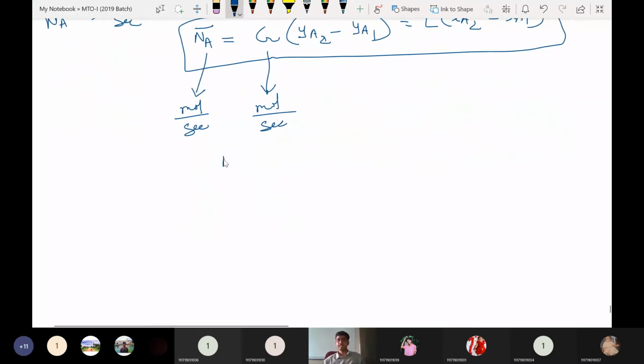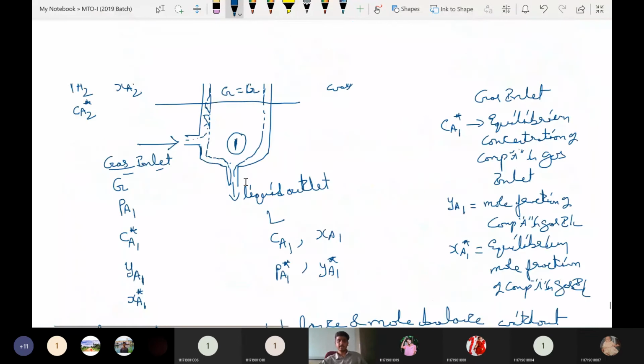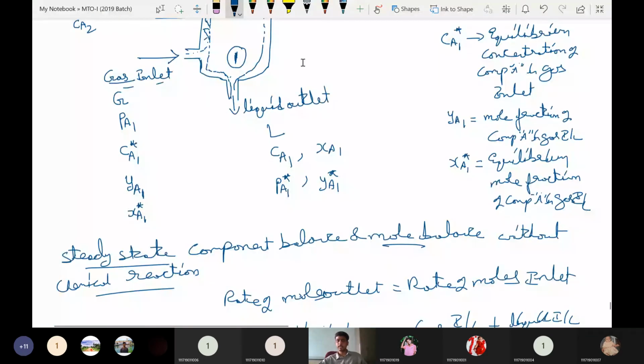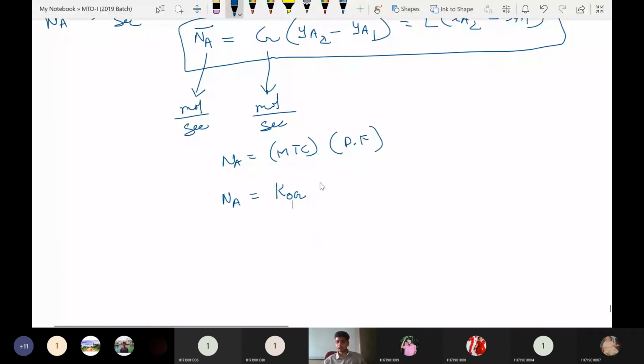Then we know that flux is equal to mass transfer coefficient into driving force. We know this relationship. Similarly, here also flux is equal to the gas phase overall mass transfer coefficient KOG into driving force. If the driving force is pressure, PA1 and PA2, then for the wetted wall column we have to take the logarithmic mean pressure difference, delta PLN.